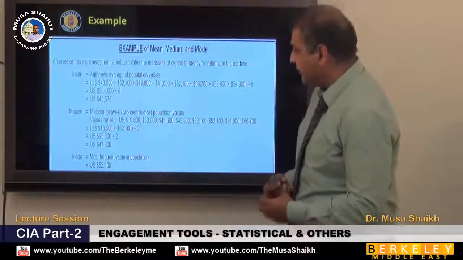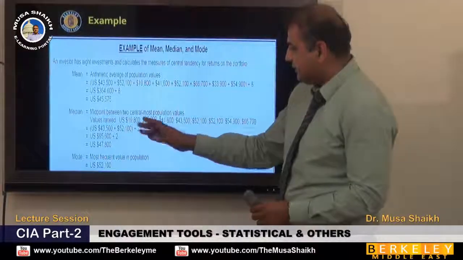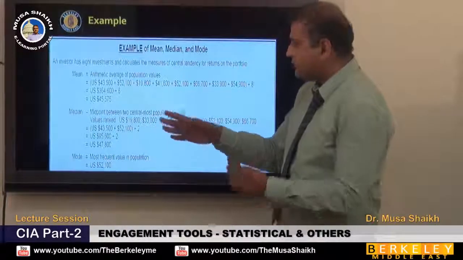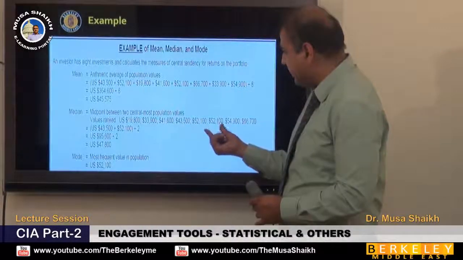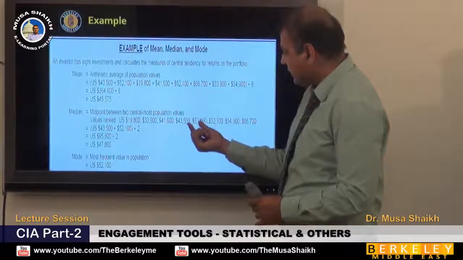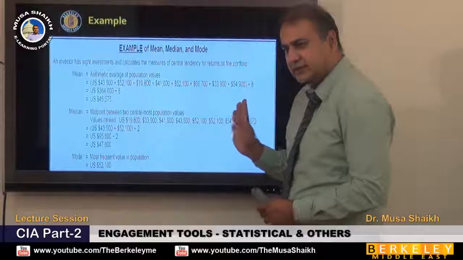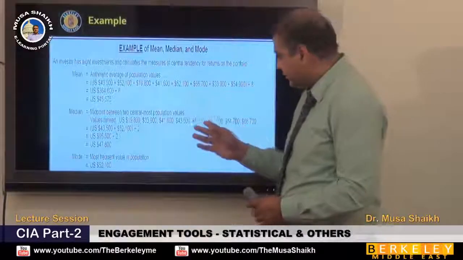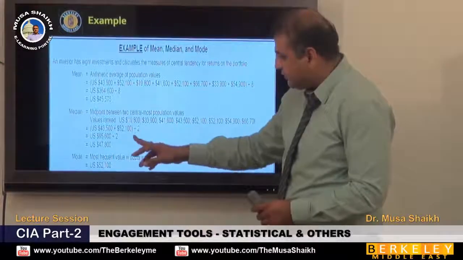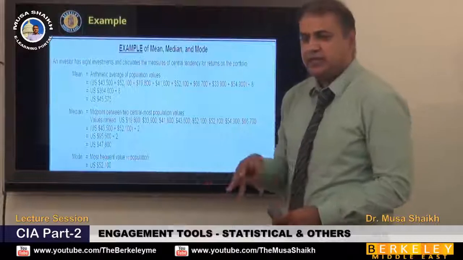Median is the midpoint, the midpoint between the two central-most values of the population. So you rank them from smallest to highest and see what the middle value is, right? Here the total population is 8, so 4 is the middle. You take these two values and divide by 2, so the average, the median, is 47, meaning the middle value is 47,800.